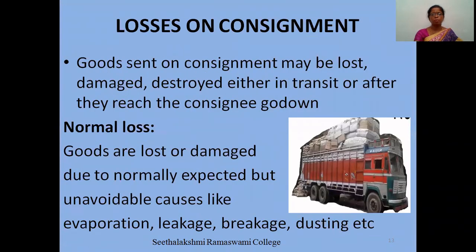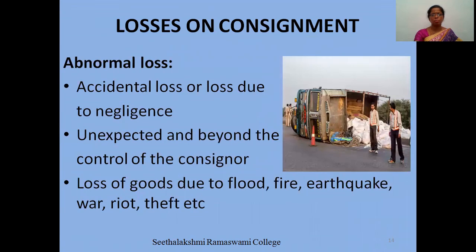Losses on consignment. Goods sent on consignment may be lost, damaged or destroyed, either in transit or after they reach the consignee's godown. That is called losses on consignment. There are two types of losses: normal loss and abnormal loss. Normal loss. Goods are lost or damaged due to normally expected but unavoidable causes. Those unavoidable causes are evaporation, leakage, breakage, dusting, etc. That loss is called a normal loss.